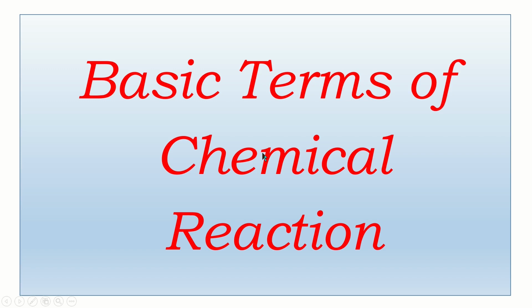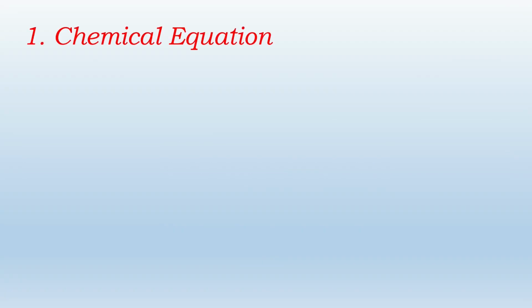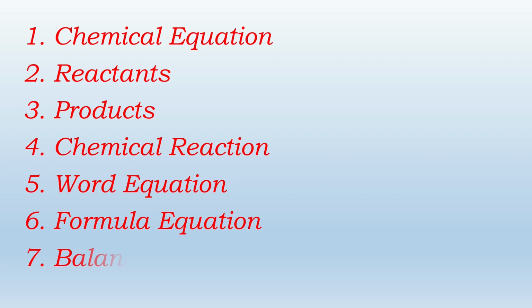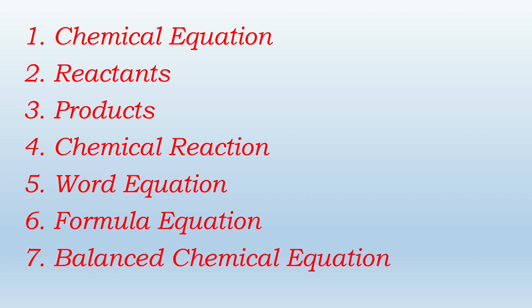Today I want to focus on some of the basic terms of chemical reaction which are very essential to understand the chemical reaction clearly. Okay, let's go through this. First, chemical equation, second, reactants, third, products, fourth, chemical reaction, fifth, word equation, sixth, formula equation, and balanced chemical equation. Let's talk about them one by one.